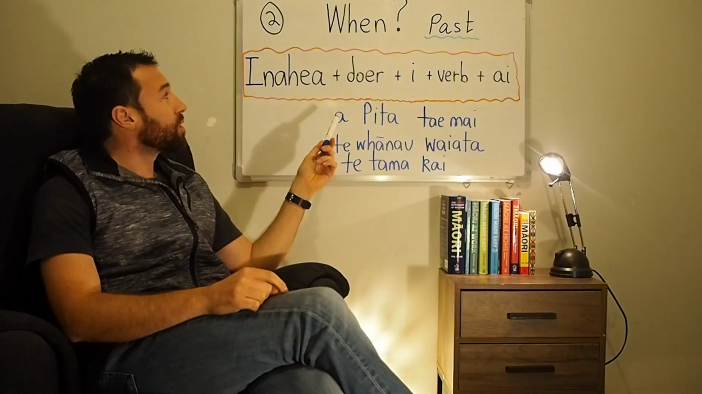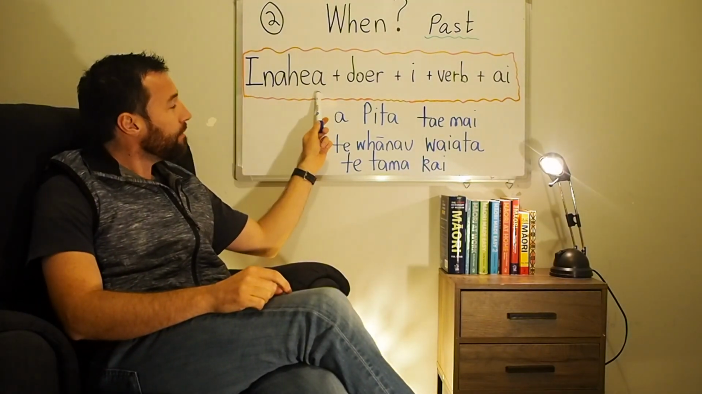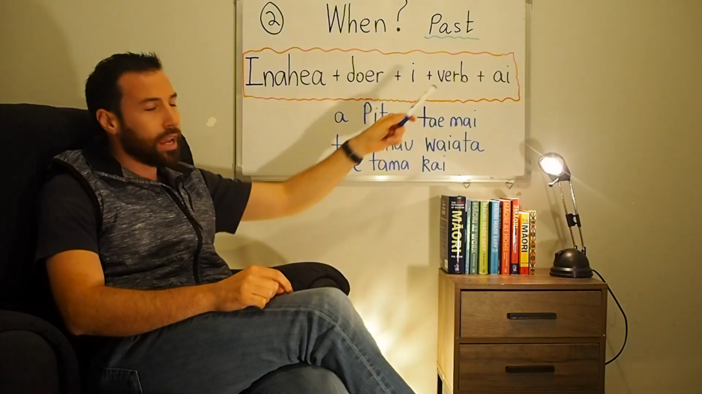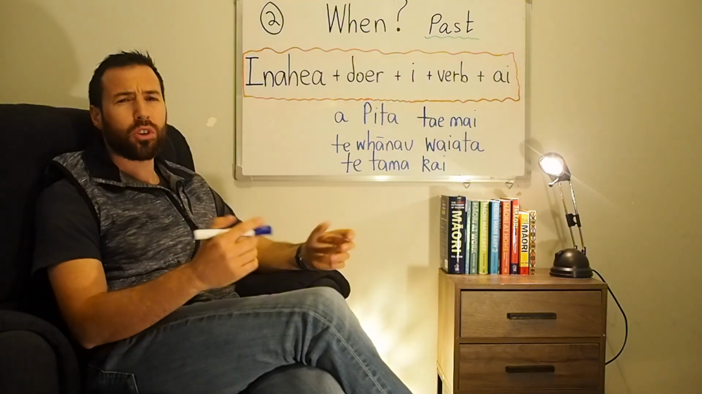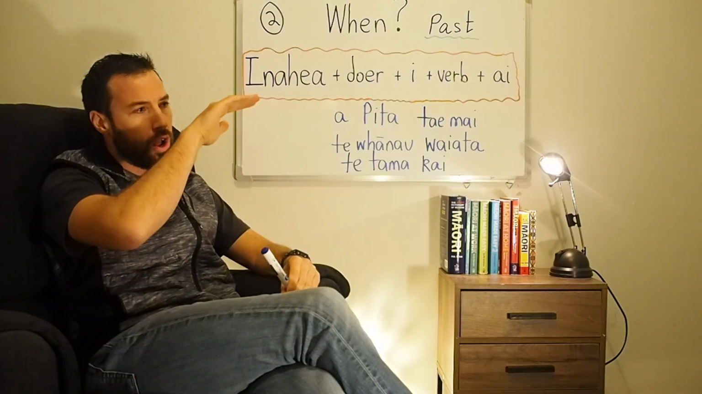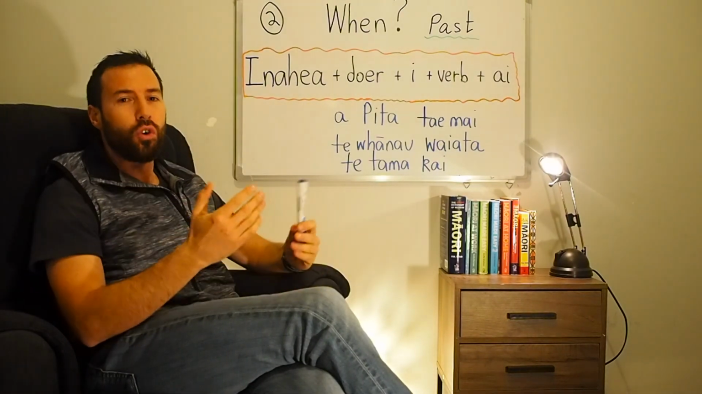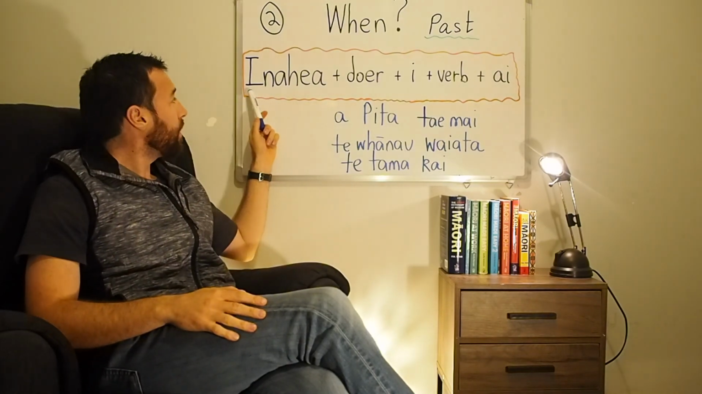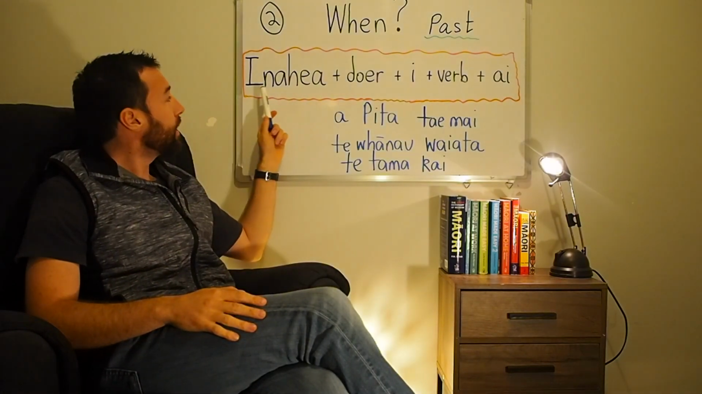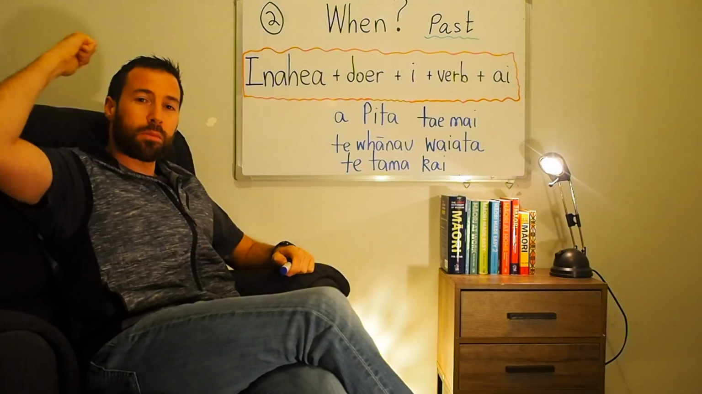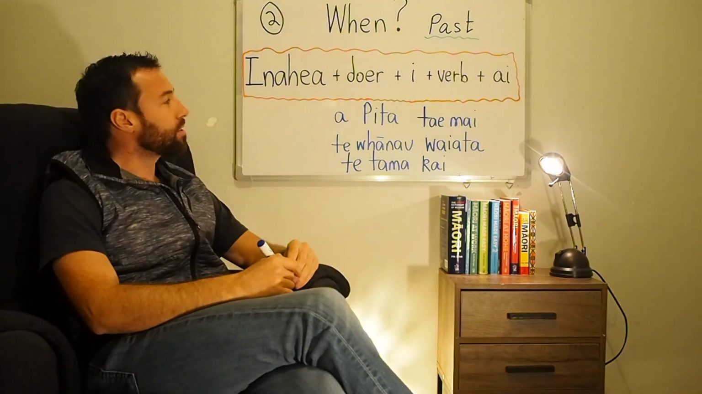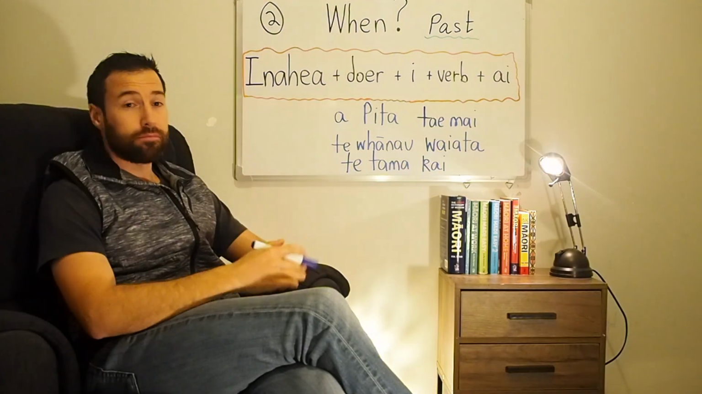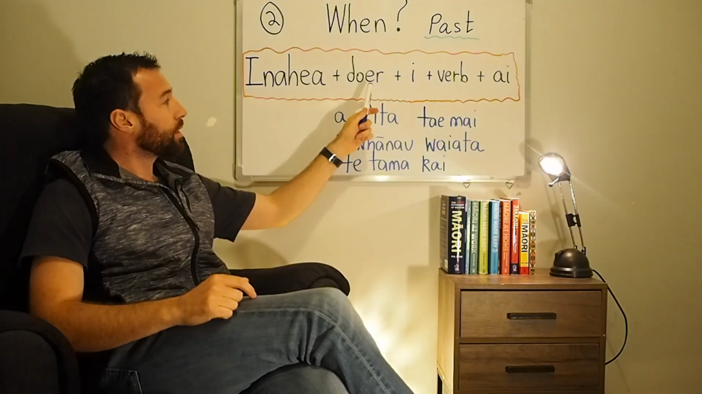The only difference is we've added an "ina" here and an "i", a little "i" between the doer and the verb. You may have also heard "nōna" here with a macron on top of the o. It's the same, but I like to stick with "ina" here. "I" reminds me of past tense. So we're going to be asking, when did someone or something do an action?